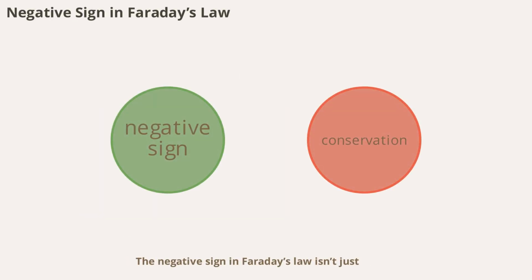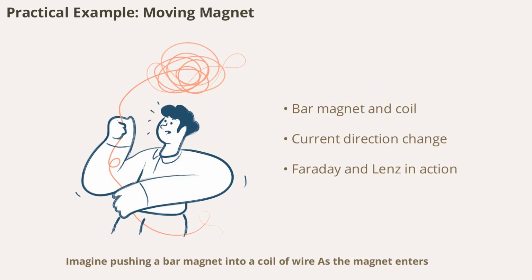The negative sign in Faraday's law isn't just a mathematical detail, it reflects a fundamental physical principle. It ensures that the induced EMF always acts to oppose the change in magnetic flux, as dictated by Lenz's law. This opposition is what maintains the conservation of energy and prevents perpetual motion, anchoring electromagnetic induction firmly within the laws of physics.